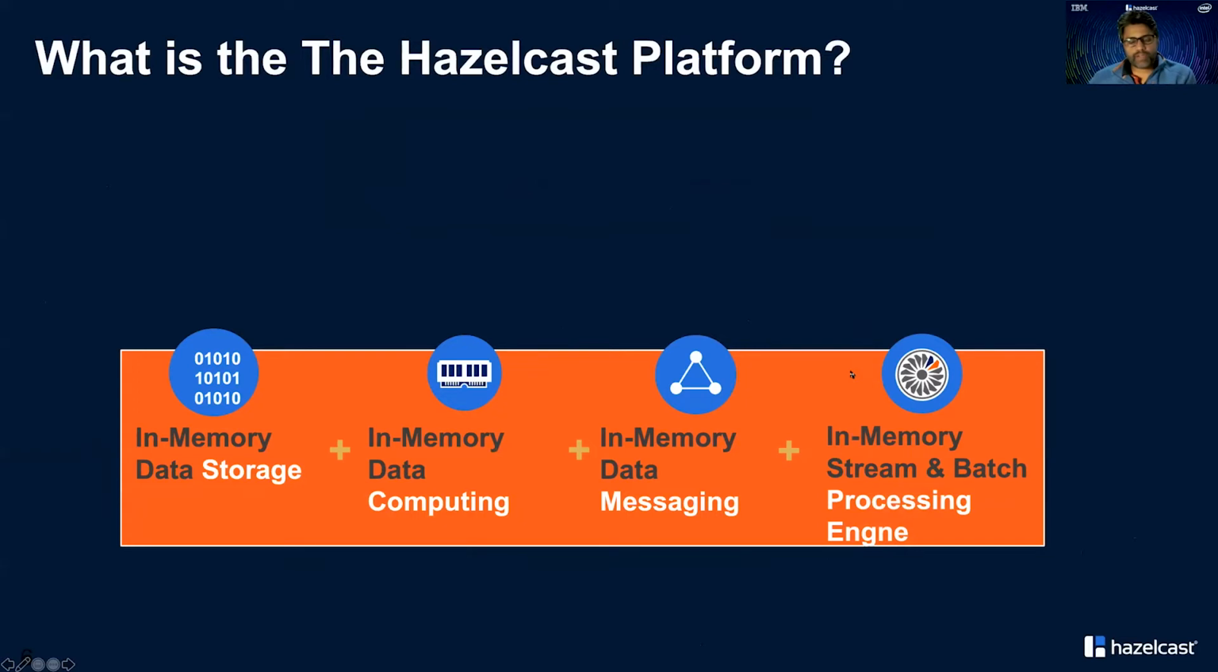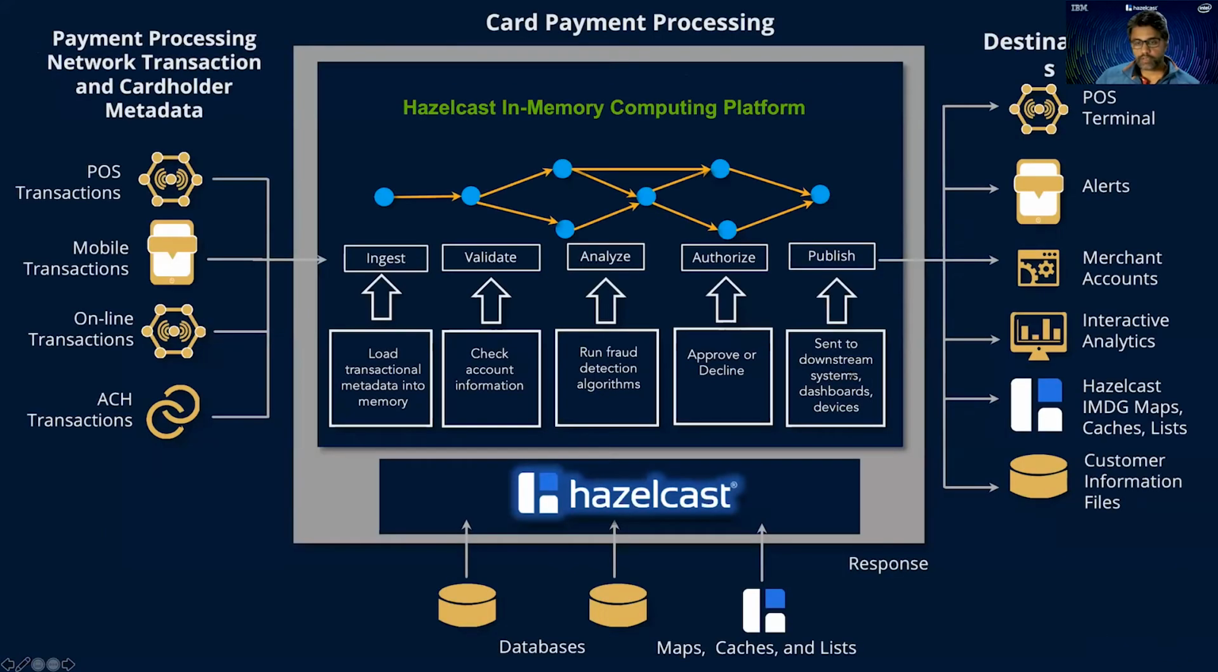So some of the primary use cases of the platform: in-memory storage, where you store data in the memory of the Hazelcast server so that it can read data faster. We are looking at nanoseconds to microseconds latencies for accessing the data. And in-memory computing, that we saw earlier.